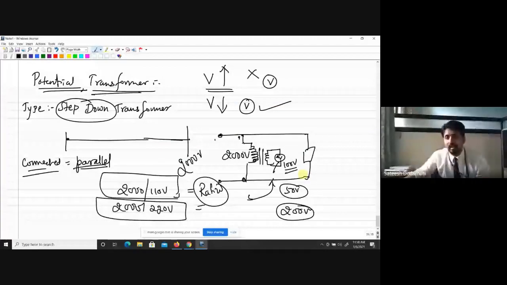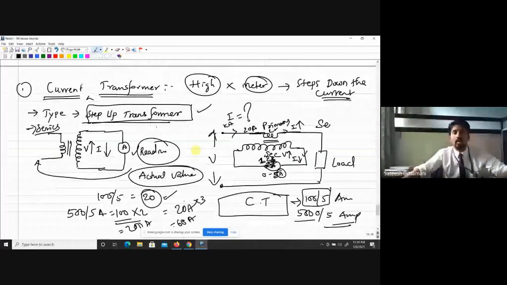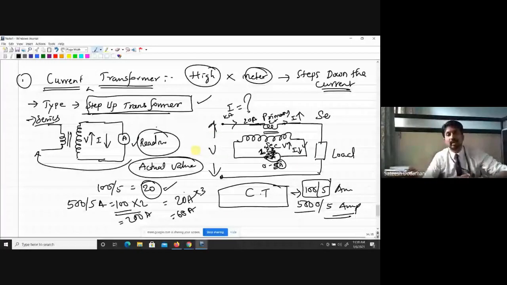In this way, we measure high voltages and high currents with the help of two transformers, called the current transformer and the potential transformer. Both these transformers are used to measure electrical quantities like voltage and current. Hence, they are called instrument transformers.